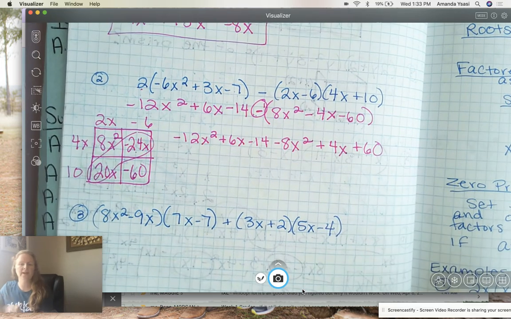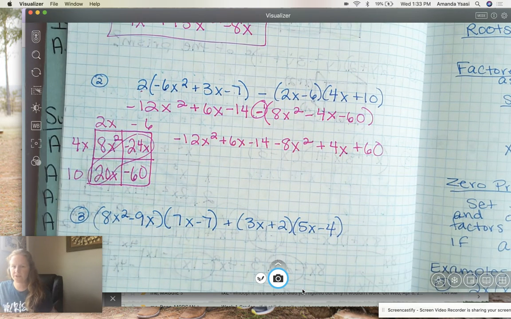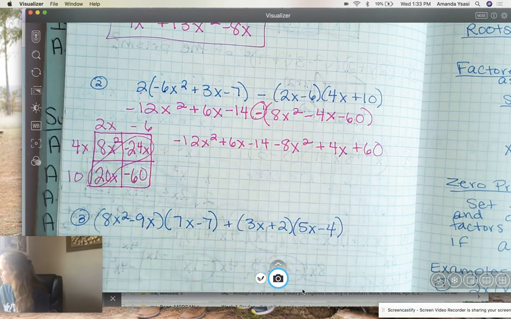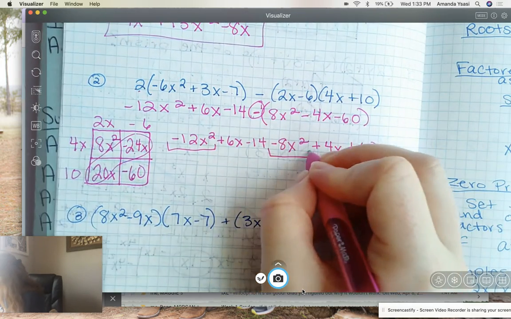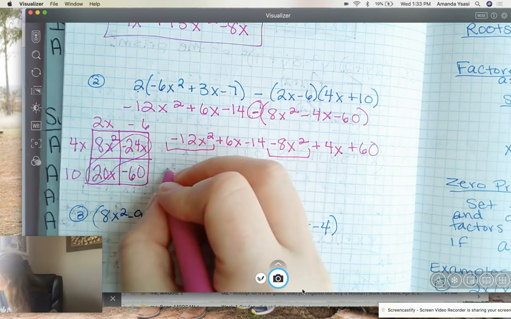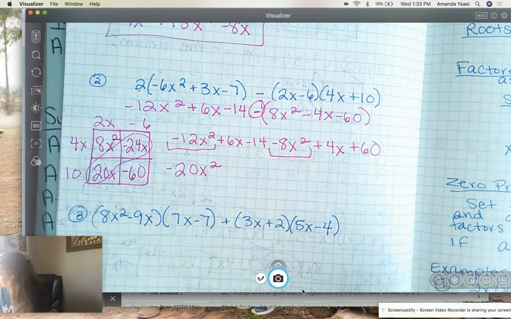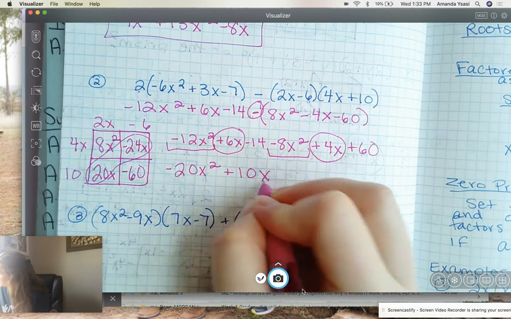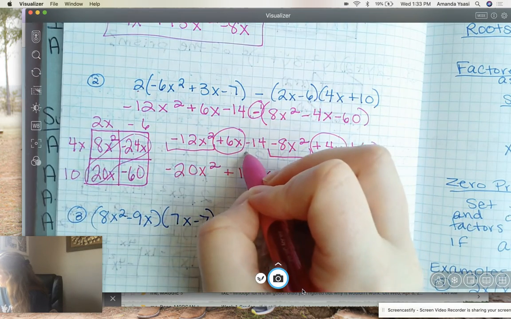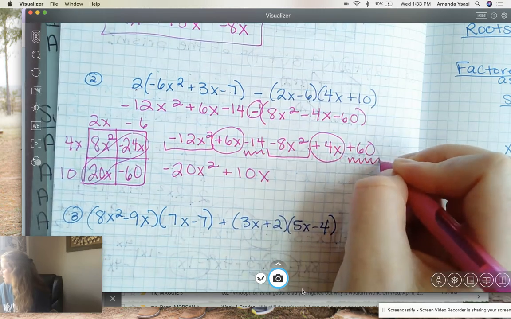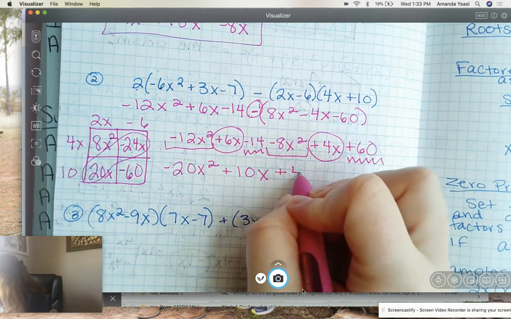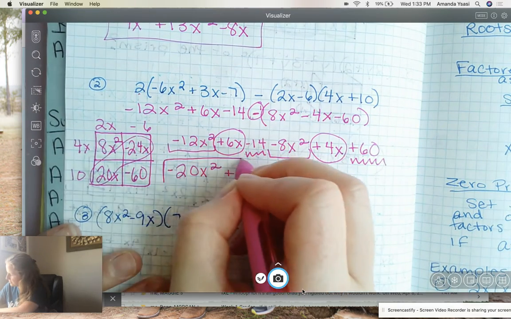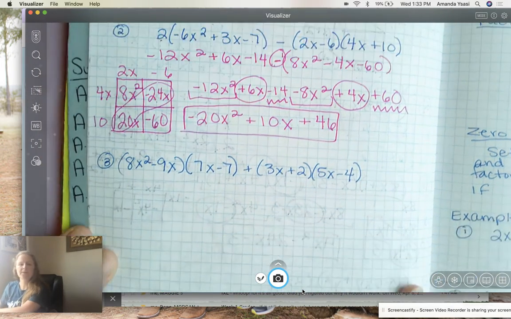Okay, so now that I have all the parentheses gone, I'm going to combine like terms. So I need to start with my highest exponent. It's a 2, 1, 9, 2, 1, 9. So I need to do the 2's. So I have negative 12 and negative 8, which make negative 20x squared. Then I have positive 6x and a positive 4x. That's 10x. And then negative 14 and a positive 60. That'd be a positive 46. And that's as best I can do. That's as simplified as it gets. Okay, let's go to the next one.